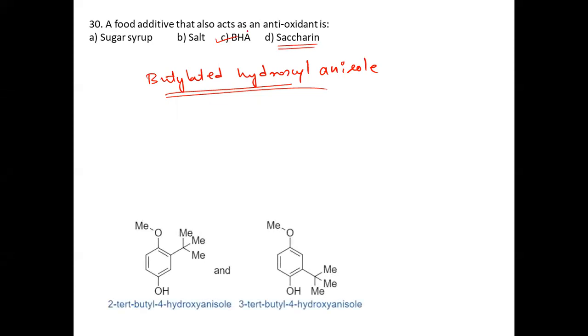Examples include 2 tertiary butyl 4 hydroxy anisole, 3 tertiary butyl 4 hydroxy anisole. These are some of the examples for butylated hydroxyl anisole, BHA.